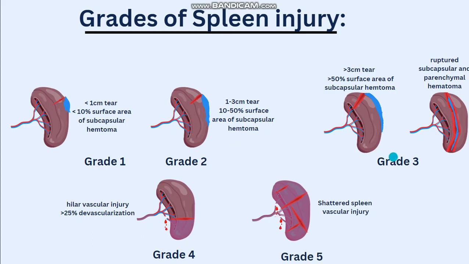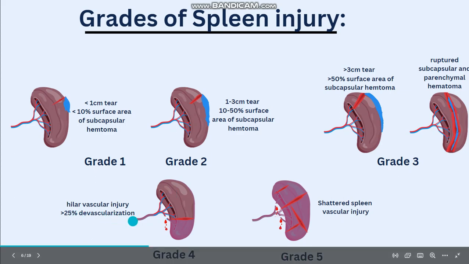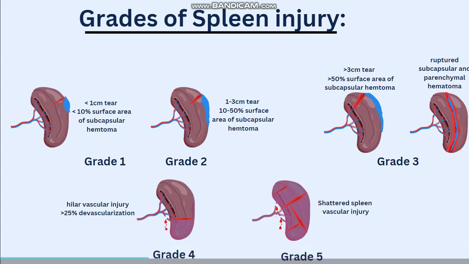Grade 3 is of two types. In first type, the tear should be more than 3 centimeter and subcapsular hematoma should cover more than 50% of surface area of spleen. In other type, the ruptured subcapsular hematoma is present or ruptured parenchymal hematoma is present. In grade 4, hilar vascular injury is present. Due to that injury, devascularization of spleen is present. If more than 25% of devascularization is present, then it is grade 4. In grade 5, we get totally shattered spleen with vascular injury, and the signs of peritonitis are also present due to bleeding in abdomen.